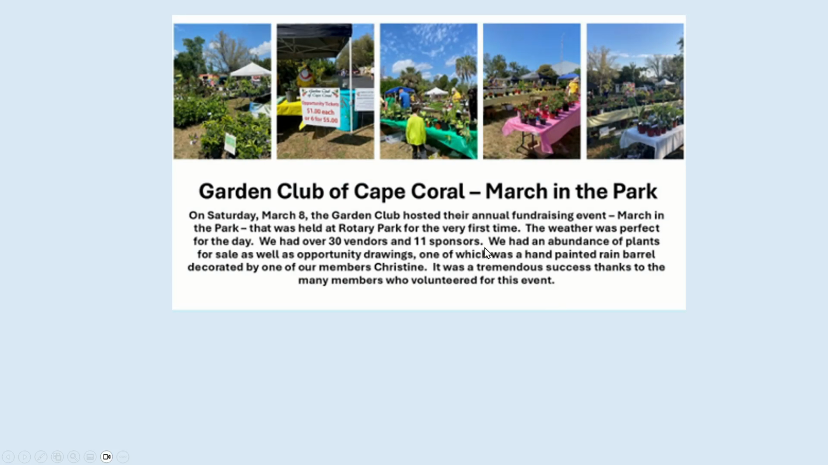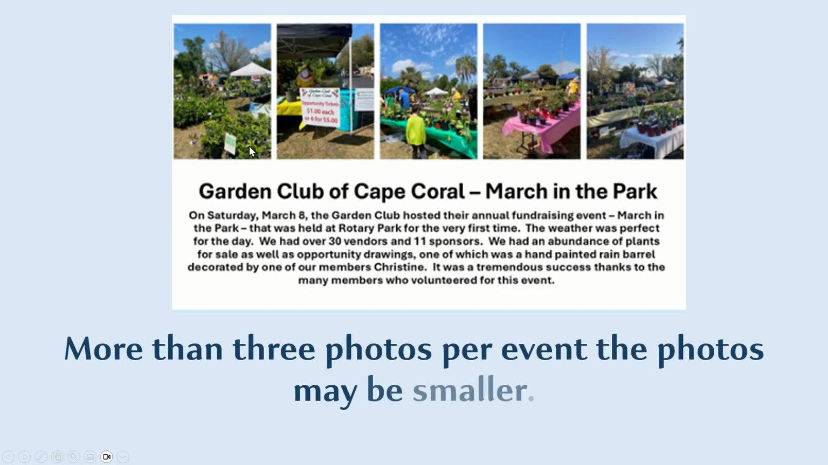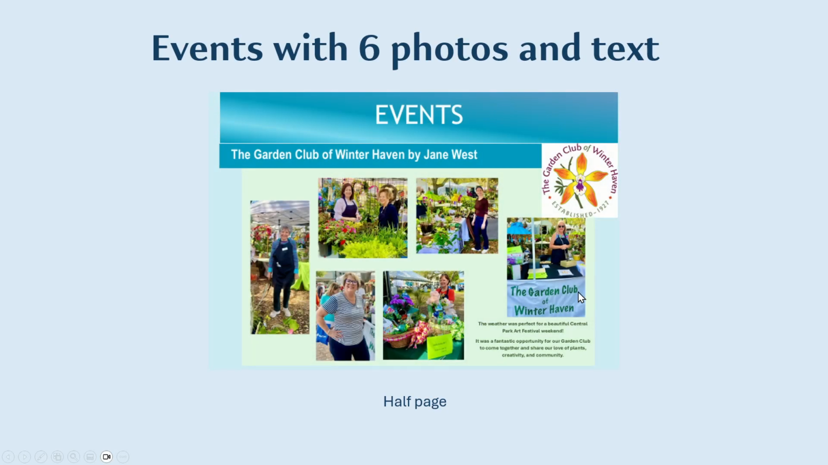This is an example of nice sized text on a past event with 5 photos. And once you get over 3 photos per event, the photos are going to get smaller, and you may be perfectly okay with that. This is an event with 6 photos and very small font. And so the photos are a little bit smaller because there's 6 of them, but it's your choice.